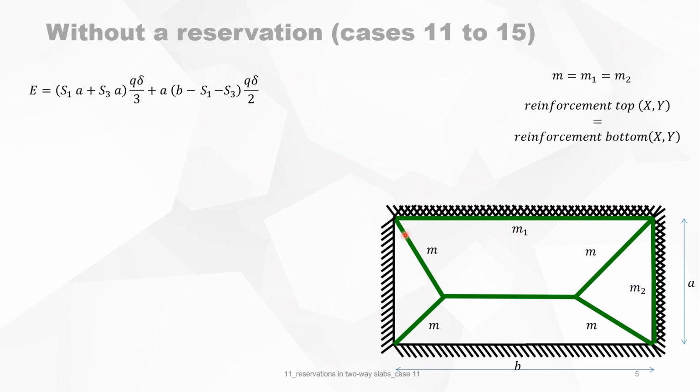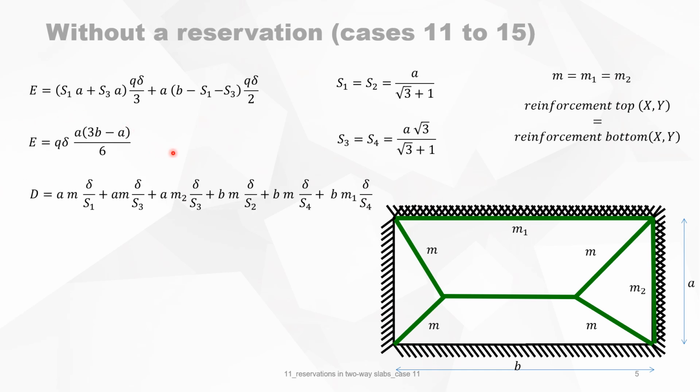to M2. The work done by the external forces is a summation of triangles and rectangles. For the triangles, we got S1 multiplied by A plus S3 multiplied by A. So all the triangles together is your first term. And then you multiply it by delta over 3, the mean deflection. For the rectangular section, we got A times this portion, which is, of course, B minus S1 minus S2. And we multiply by the mean deflection, which is delta over 2. Then we can fill in S1 up till S4, and we obtain this equation.